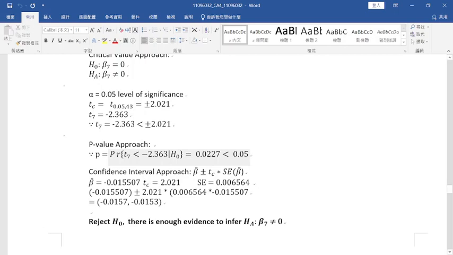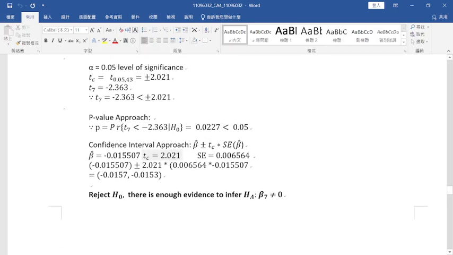just using the formula: beta plus or minus the critical value times the standard error of the beta. From the regression result, we know that the beta is negative 0.16. The critical value that we used is 2.2021, and the standard error is 0.007. If you round it off, we get this value, both negative. It does not include 0, that's why we reject the null hypothesis.